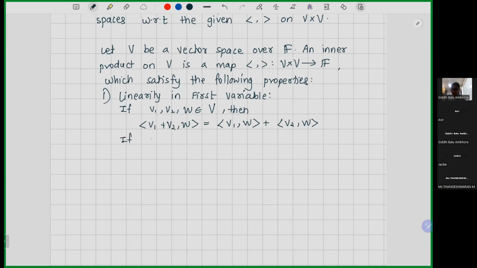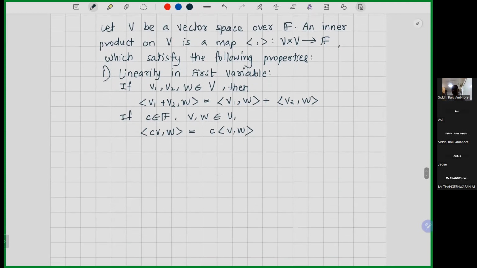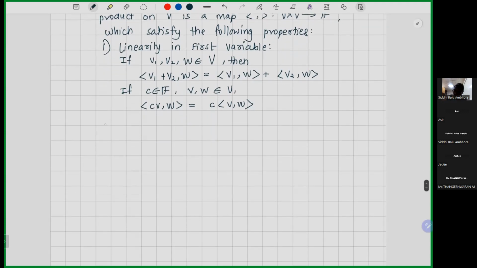And if C is in my base field and V comma W in V, then CV comma W becomes C into V comma W. Okay, so this is linearity in first variable. So we are considering that it is satisfying the linearity of addition and scalar multiplication in the first variable. And second is conjugate symmetry.